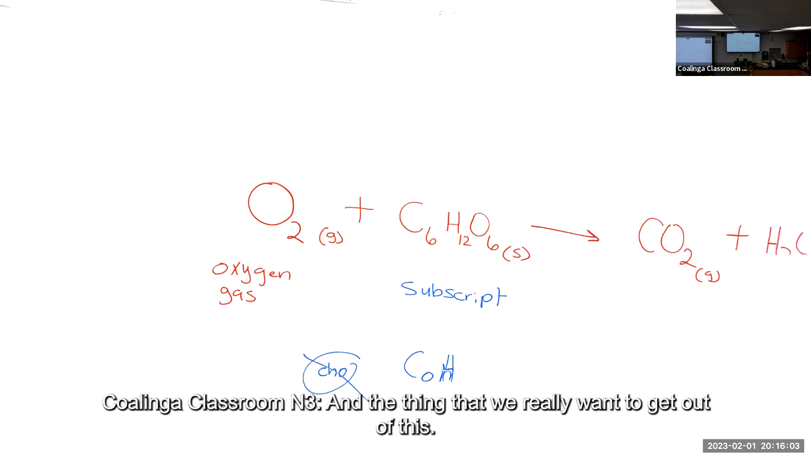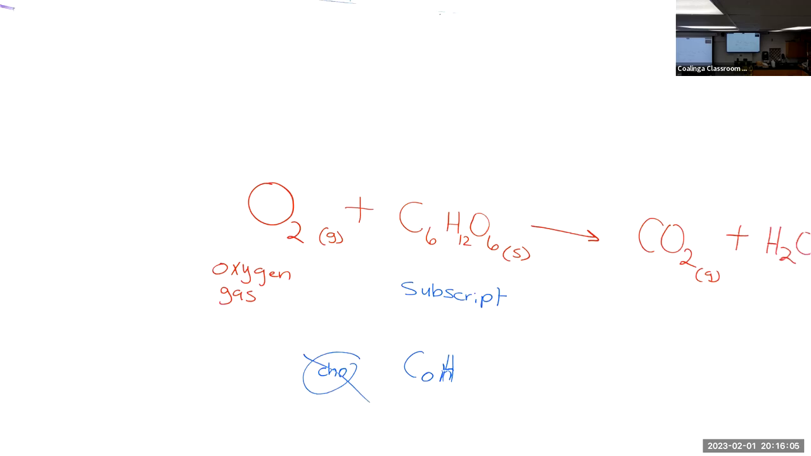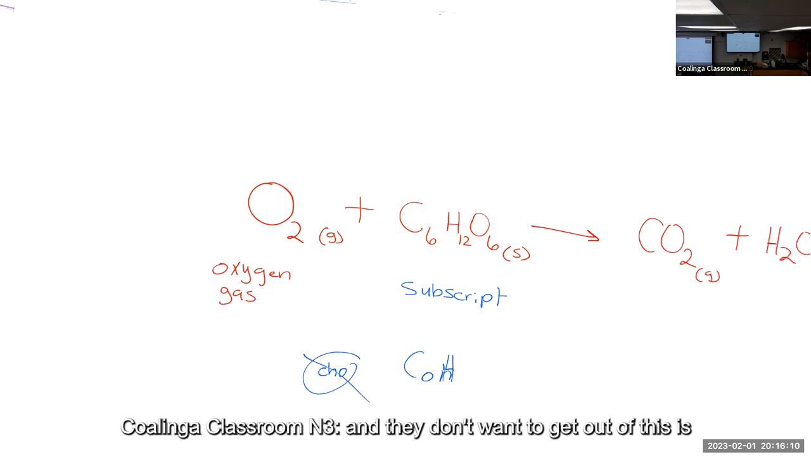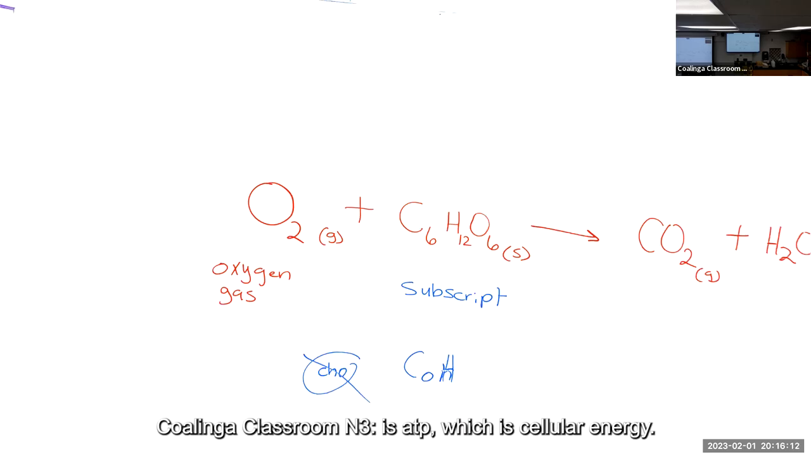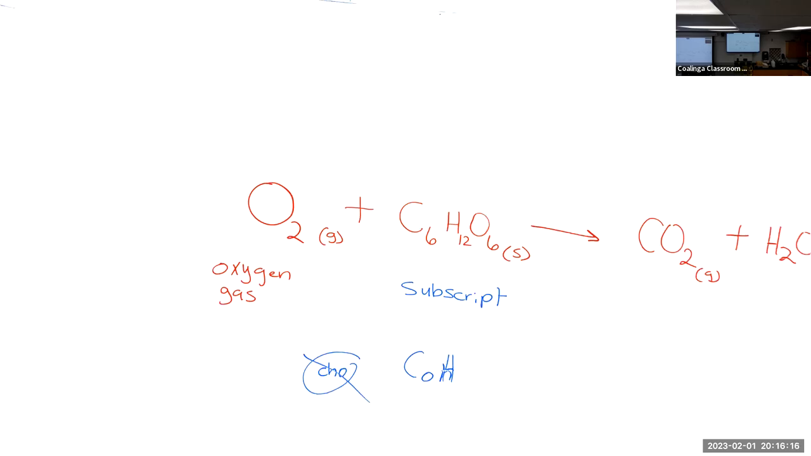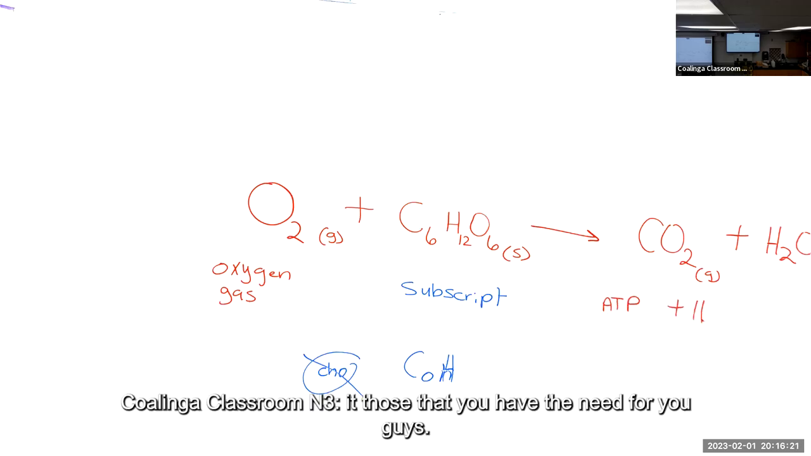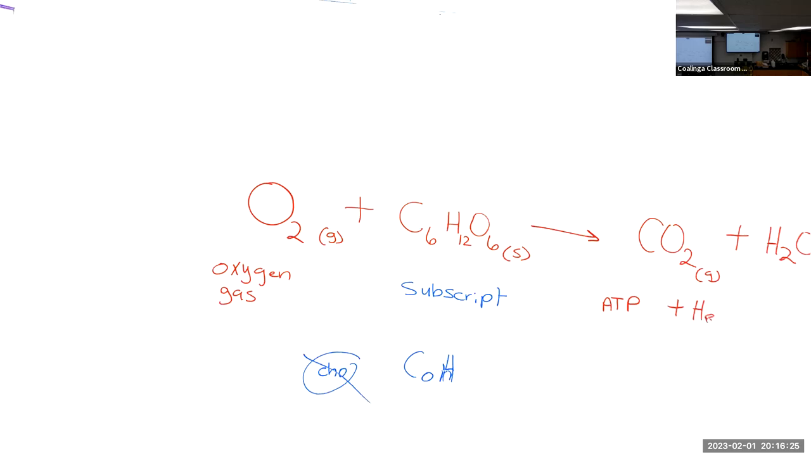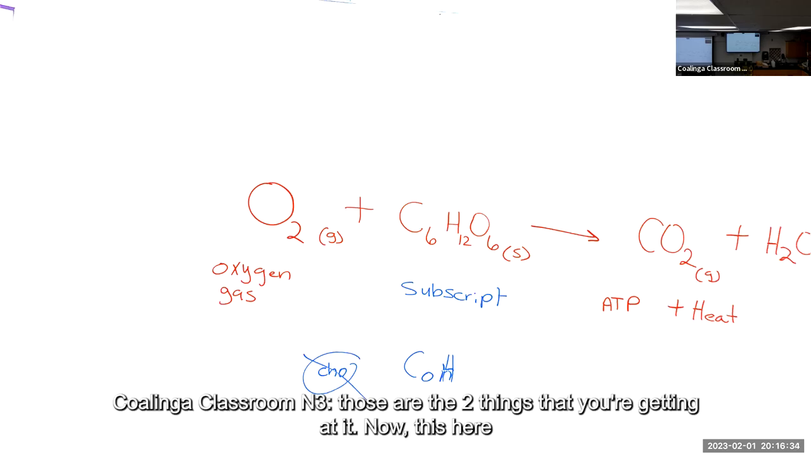And the thing that we really want to get out of this, okay, the thing that we want to get out of this is ATP, which is cellular energy. And heat. You'll notice that you'll have the meat sweats. You don't get the meat sweats after eating all that turkey and ham? I get the meat sweats. My head is all sweating and everything, you know? So those are the two things that you're getting out of it.